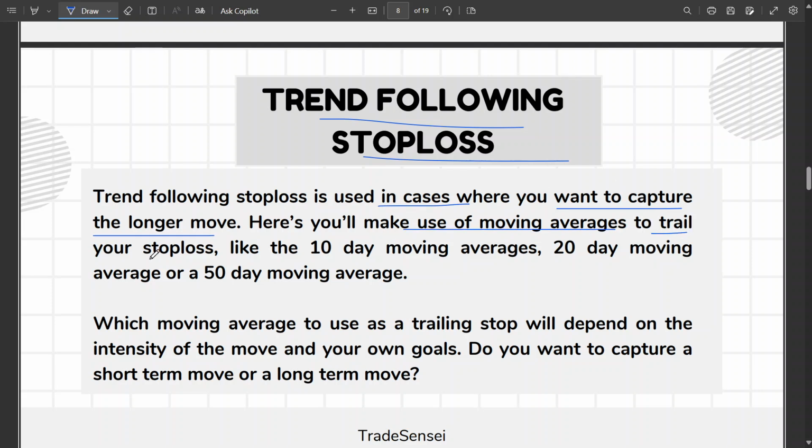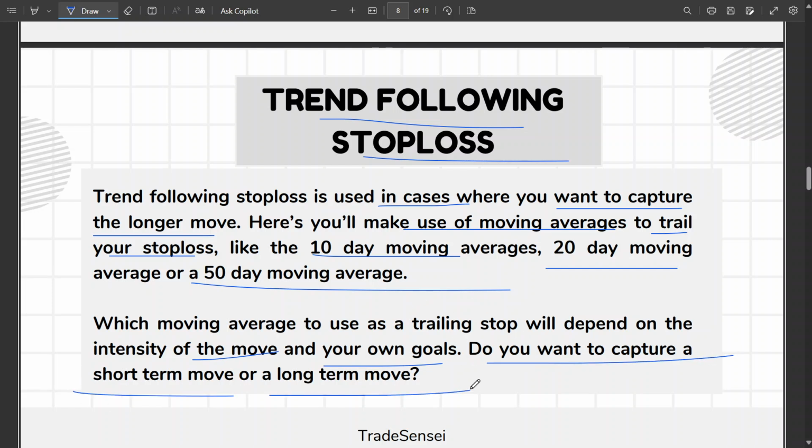moving averages to trail your stop loss, like the 10-day moving average, or a 20-day moving average, or a 50-day moving average, right? So which moving average to use as a trailing stop will depend on the intensity of the move and your own goals. And plus you will have to answer, do you want to capture a short term move or a long term move, right?